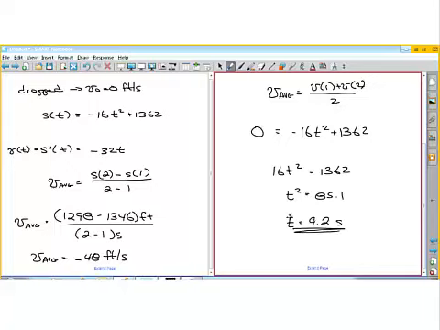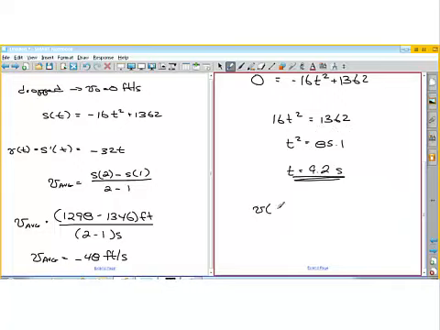Find the velocity of the coin at the impact. So once you have the time, then all you have to do is go back to the velocity equation. So the velocity at 9.2 seconds is just negative 32 times 9.2 seconds, and I get negative 295 feet per second.